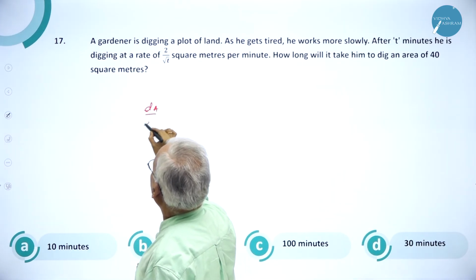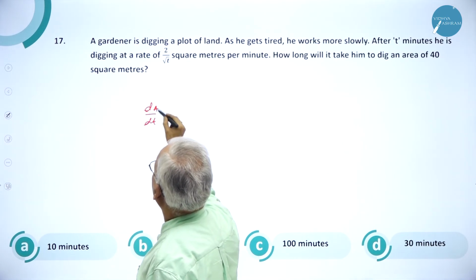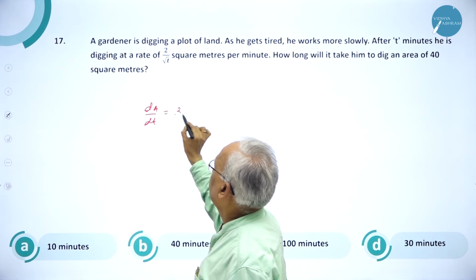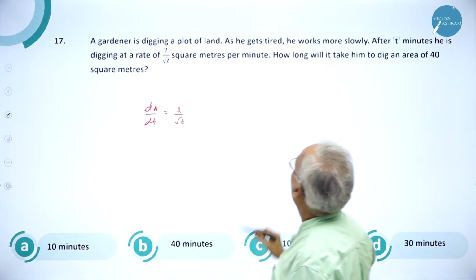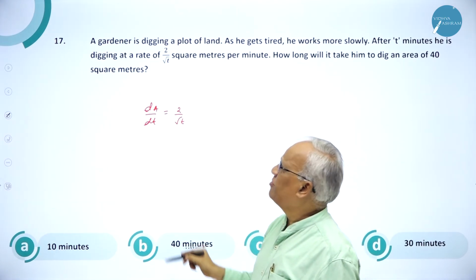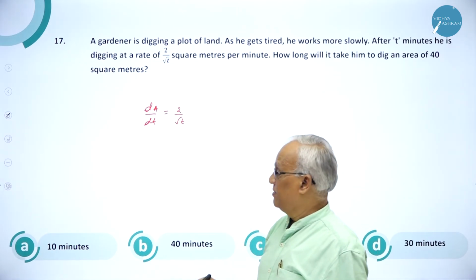dA by dt, the area he is digging at the rate of 2 by root t, so dA by dt is given as 2 by root t. And how long will it take, what is the time required for the area to be 40 square meters, the digging area.